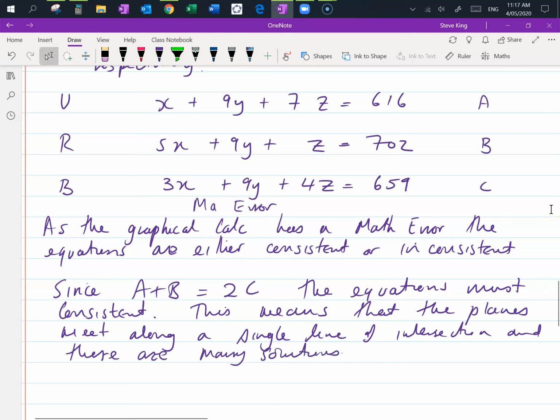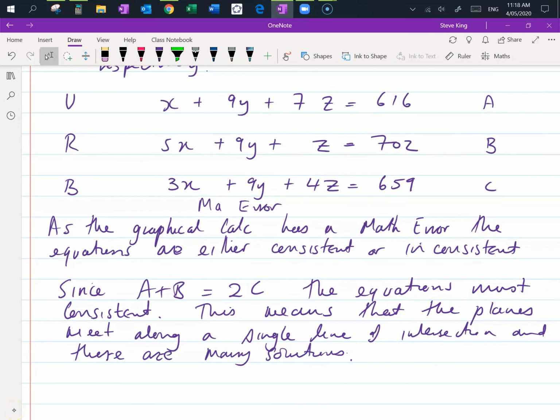So that should be enough to get you through to merit if you get to that stage. If we want to try and find the general solution, then we're going to have to be a little bit more, we've got a bit more calculating to do. So let's try and get the general solution.